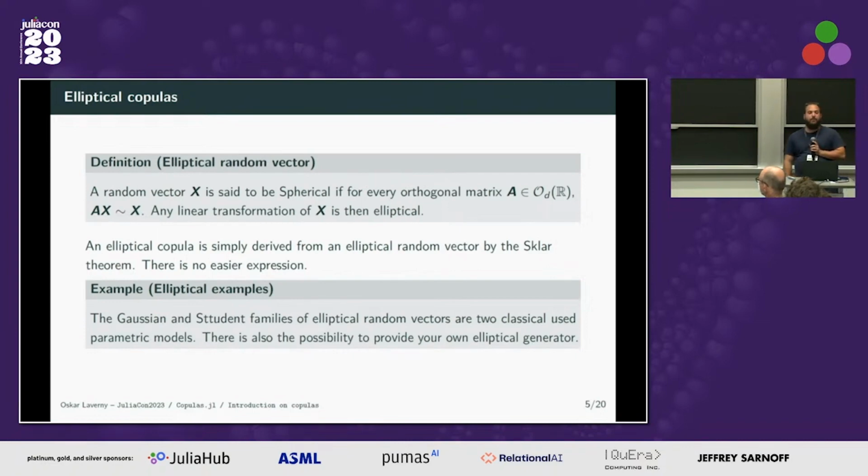This is in fact the case for Gaussian random vectors. This is also the case for other random vectors than Gaussians. You can think about Student, for example. And then the elliptical copula is simply derived from these random vectors by applying the Sklar theorem that we just saw on the previous slide. So there are two main used families, the Gaussian and the Student. But there is also the possibility in the package to provide your own elliptical generator and to do the same thing with another family. If you have a positive univariate distribution, by making it turn around the center of the plane, you can construct a spherical random vector, and then from it you can extract the dependence structure.